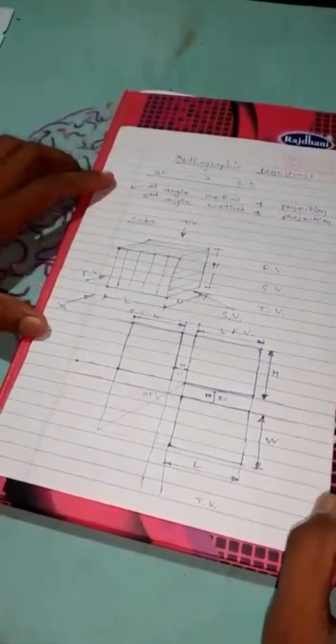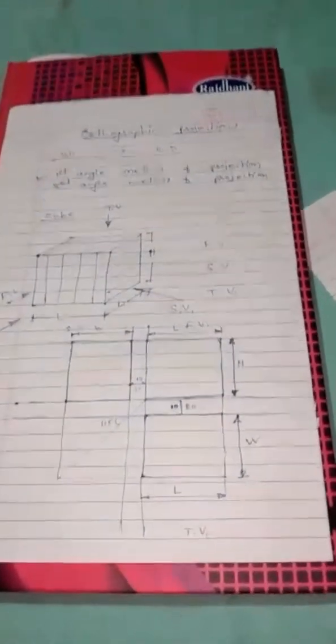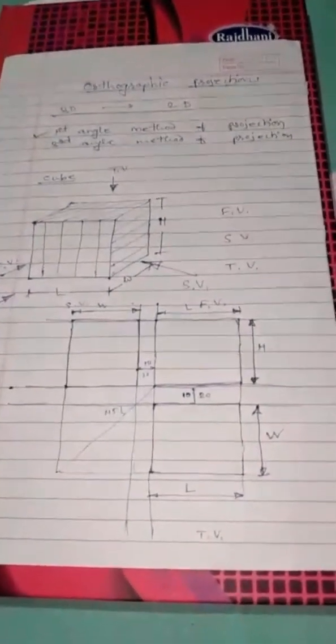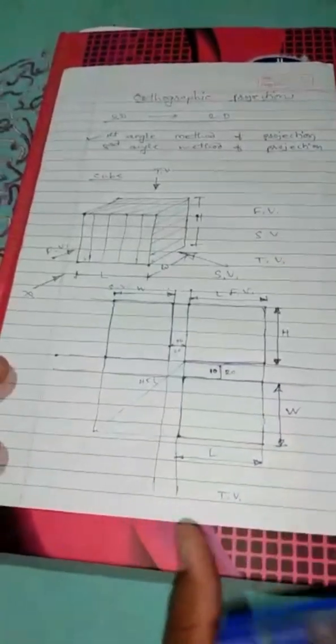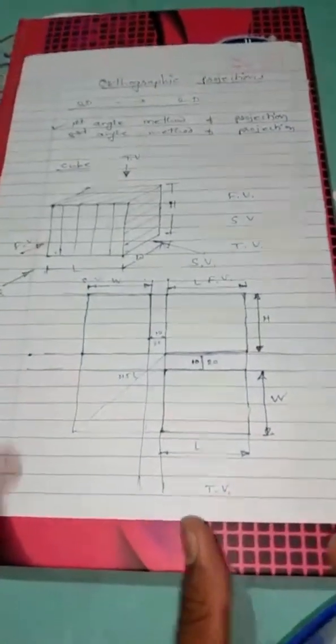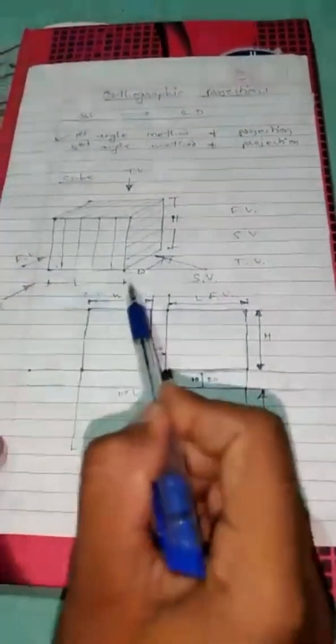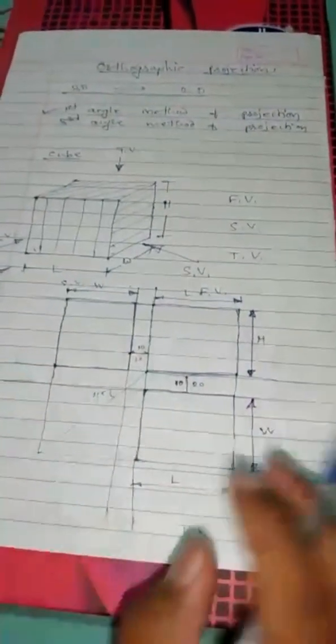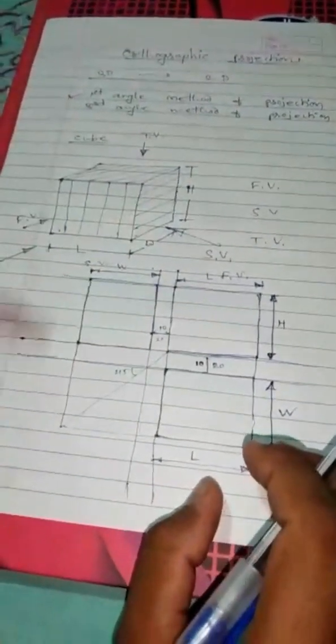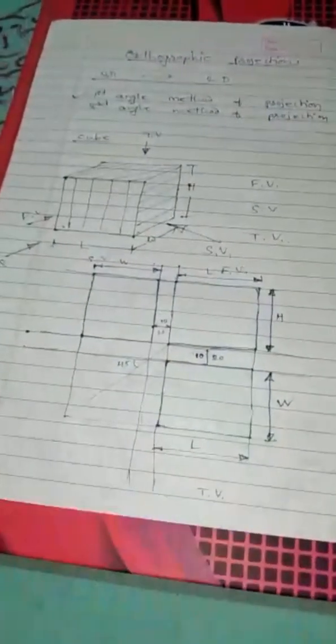We'll see again, the conversion of a three-dimensional object into two dimensions is known as orthographic projections. This is the cube which is drawn in three dimensions, having the length L, width W and height H, and this cube is drawn in two dimensions as shown here.